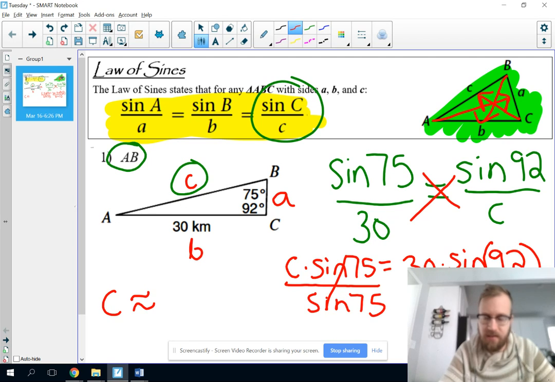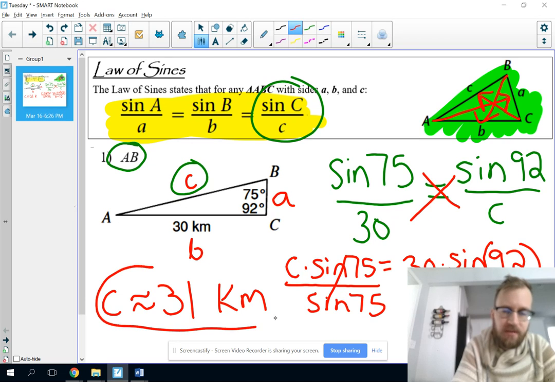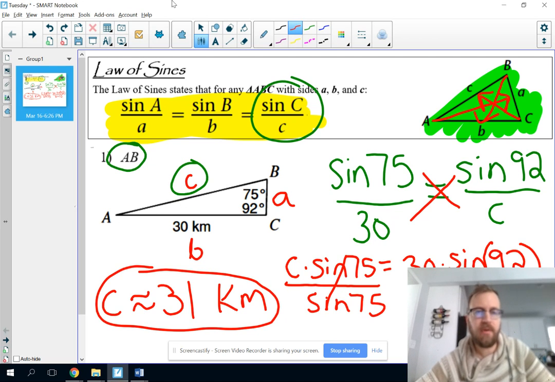I'm going to go to the calculator real quick: 30 sine 92, close parentheses, divided by sine of 75. That gives 31.039. We're rounding to the nearest tenth, so 31.03 rounds to 31. That's a side length. Final answer, 31. Include your units, kilometers. Use that to help you with numbers 3, 5, and 7.